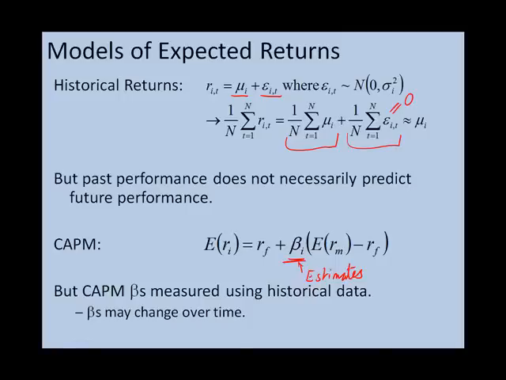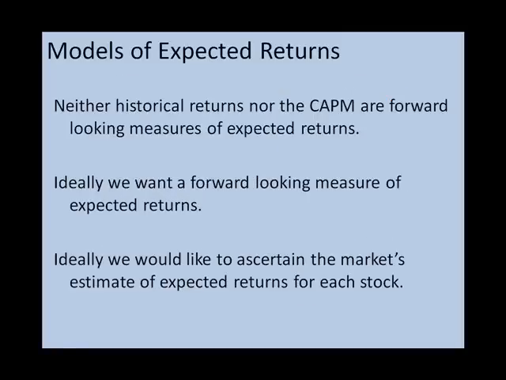Another problem with the use of betas is that they are estimates, and we saw that there is a lot of uncertainty surrounding these estimates. When we calculate expected returns, we don't take into account this estimation uncertainty, and yet we should. Both these approaches, the historical returns or the CAPM, are historical. They look at past data to estimate future expected returns. Really what we want is a forward-looking measure of expected returns.